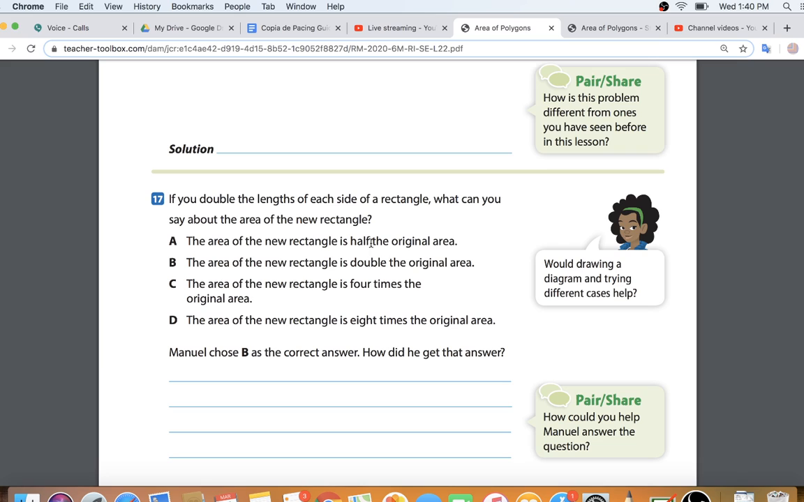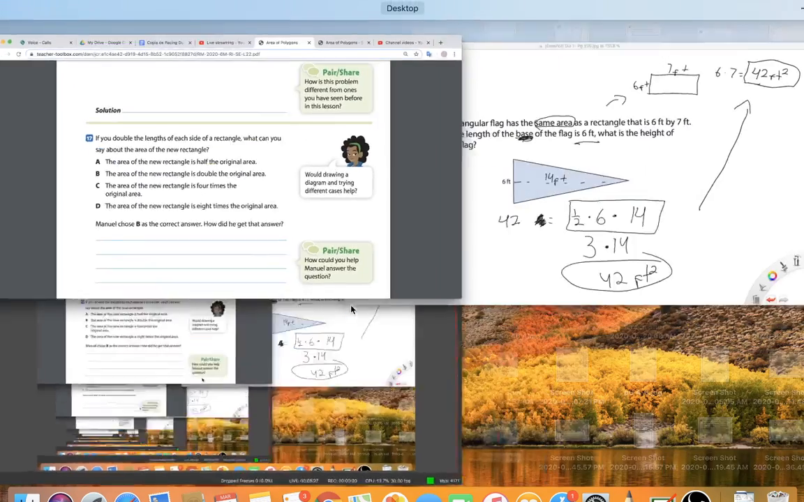These two answers are opposite, so either A is going to be correct or B is going to be correct. But let's keep going. Part C, the area of the new rectangle is 4 times the original area. Okay, maybe. The area of the new rectangle is 8 times the original area. Okay, so these aren't opposites, but I'm pretty sure that if one of them is 4 times the area, the other one won't be 8 times. So again, C and D, one of them is going to cancel out.